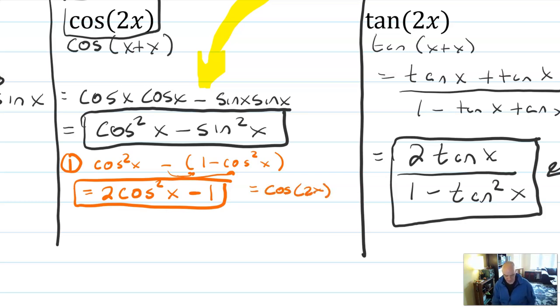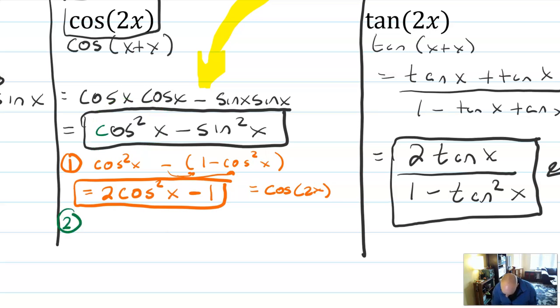And this one is frankly much more useful than the first one because it only has a single term. Cosine squared is a pretty nice thing. There's a lot of identities that work with cosine squared, and it just doesn't have a sine squared. Here's another thing we could do. Let's substitute in for the cosine squared.